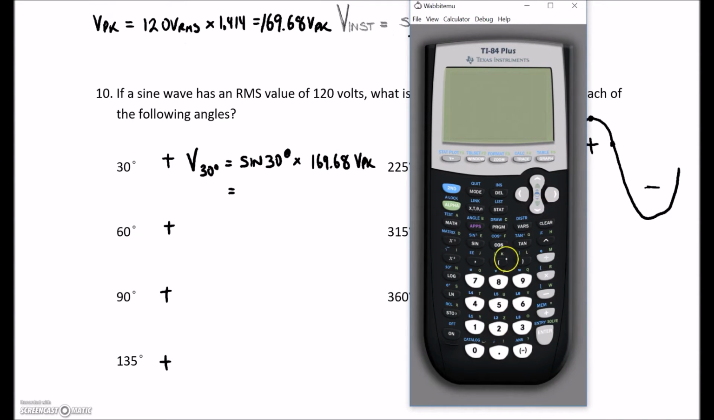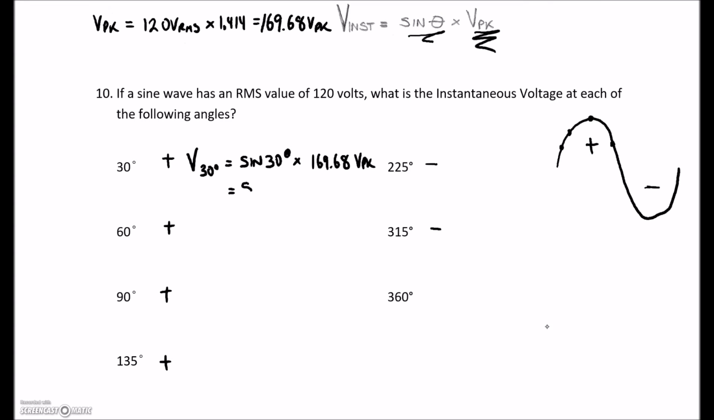Okay, so we've got the sine of 30 degrees. Close my bracket there. Then I'm going to multiply by 169.68. And that gives me 84.84 volts. Okay, so right there I got 84.84 volts.